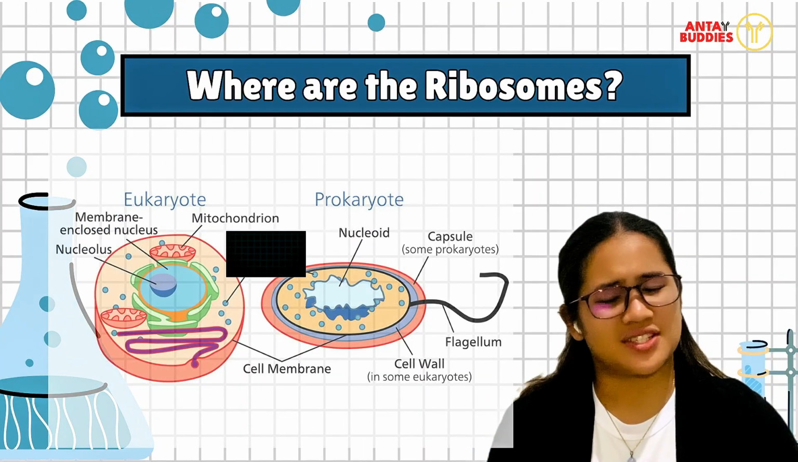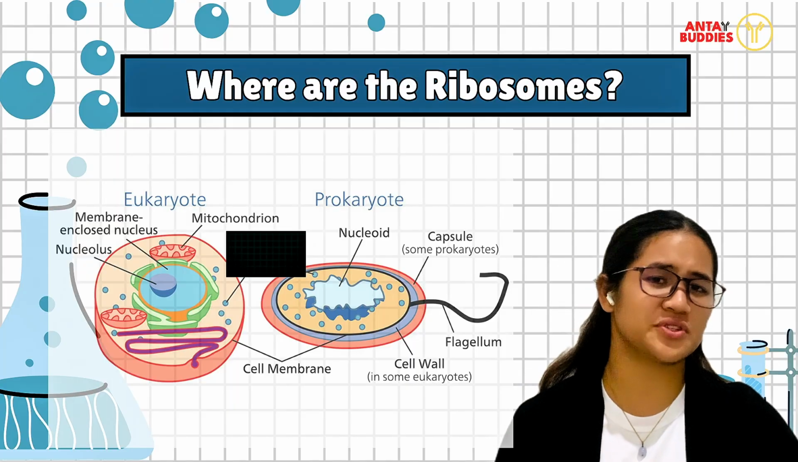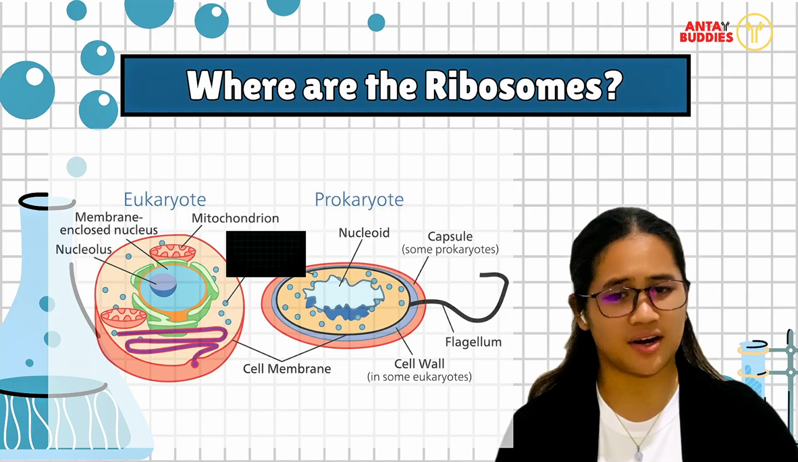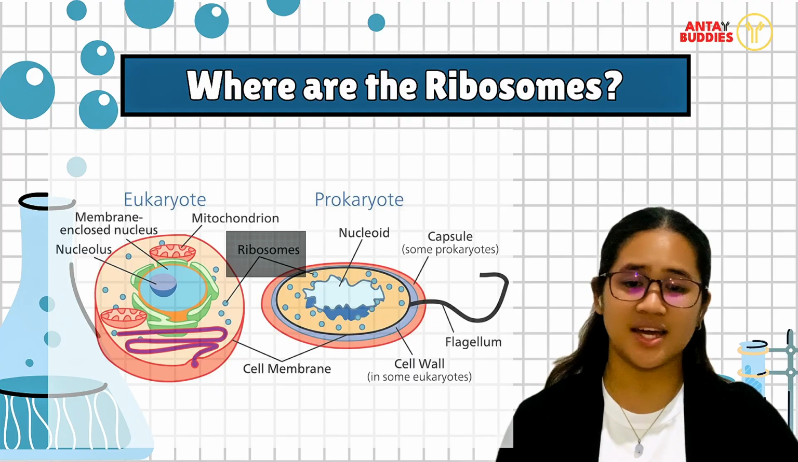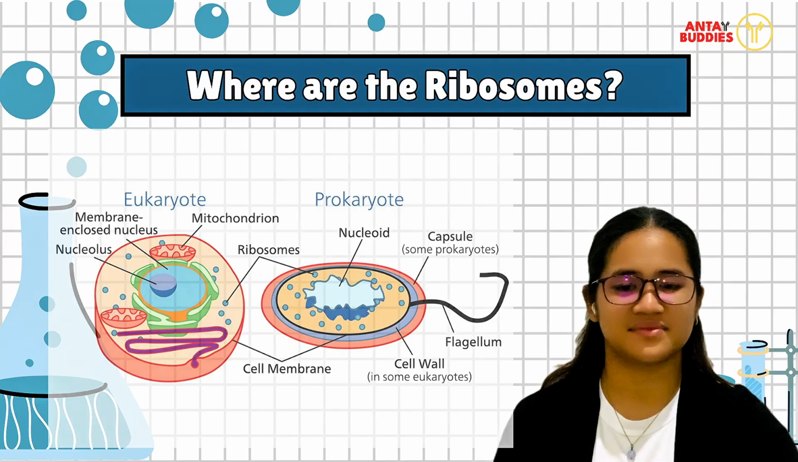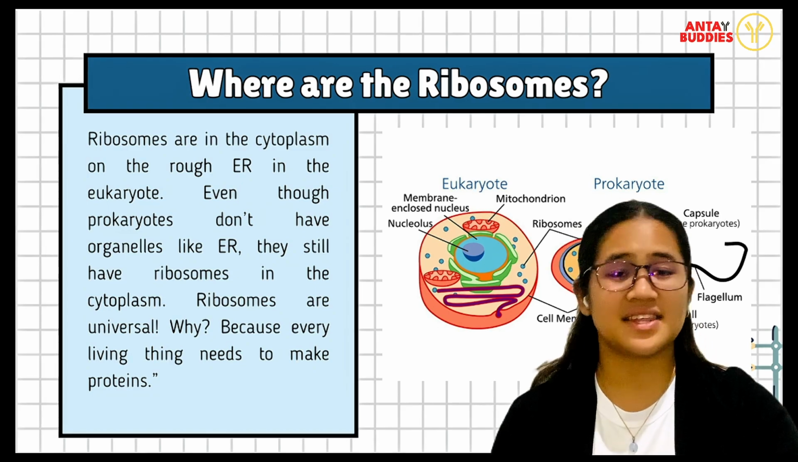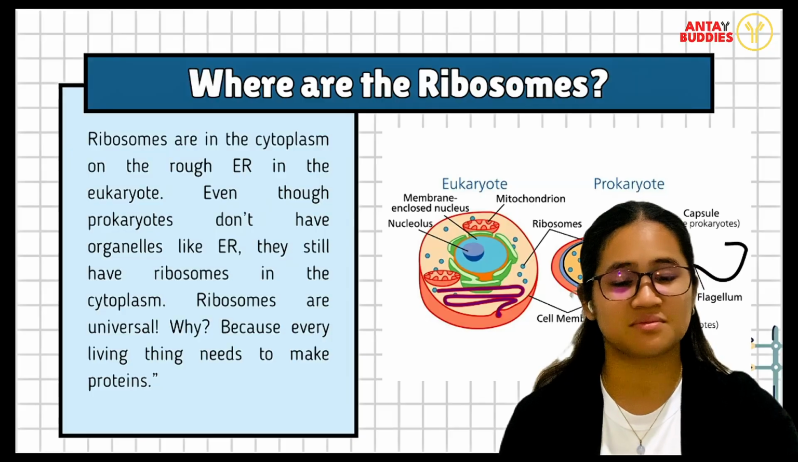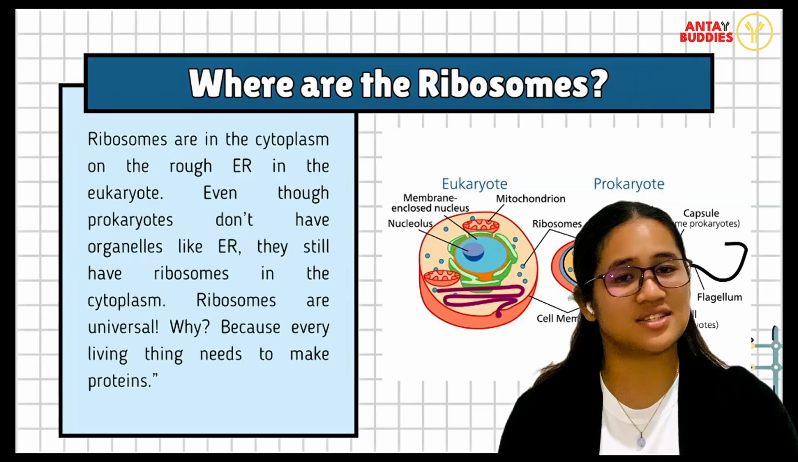Let's put your observation skills to the test, shall we? Can you spot the ribosome in each diagram? Point to it or describe what they are. In the cytoplasm on the rough ER in the eukaryote. Nice job. So even though prokaryotes don't have organelles like ER, they still have ribosomes in the cytoplasm. Ribosomes are universal. Why, you might ask? Because every living thing needs to make proteins.